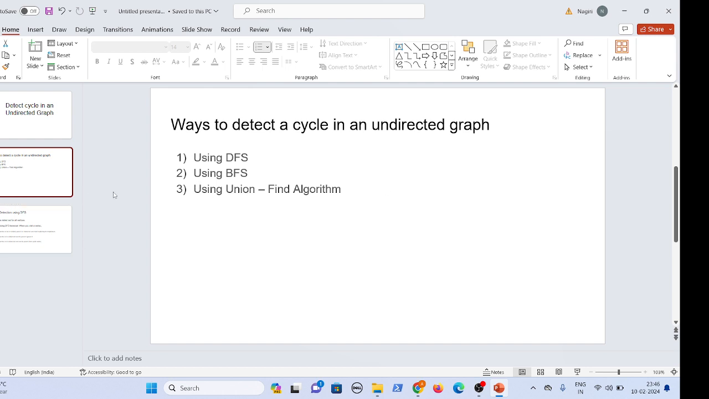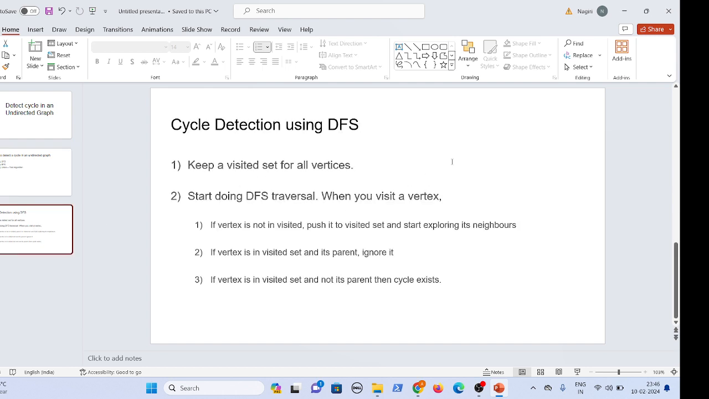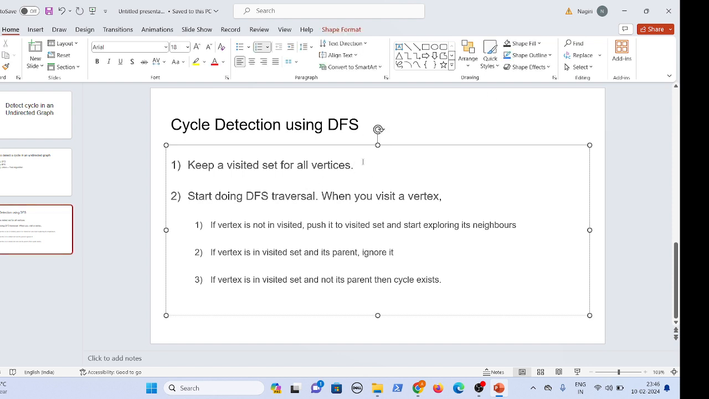This video focuses only on the DFS way, and the steps of cycle detection using DFS are mentioned here. First, you start a normal DFS traversal on a graph. While traversing, you keep a visited set. Whenever you visit a vertex, you add that vertex to your visited set. As soon as you visit a vertex in a DFS traversal, you go to the deepest level possible, right?